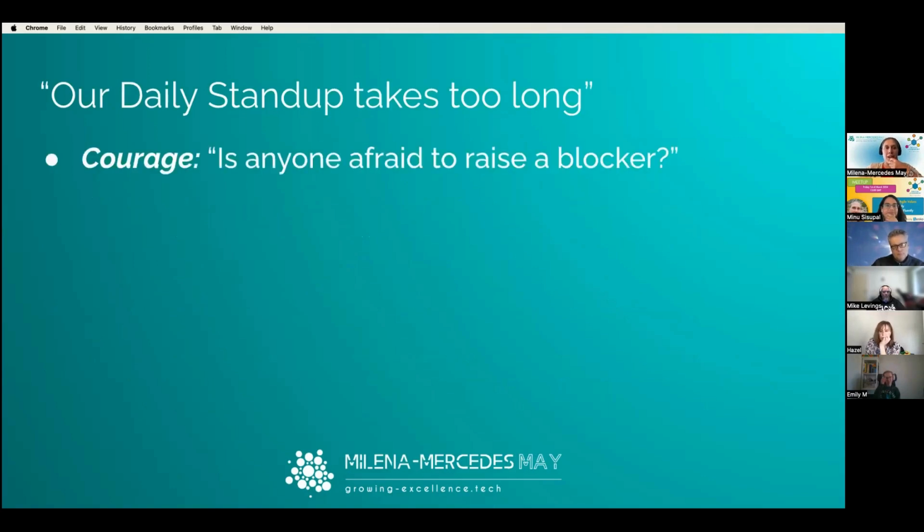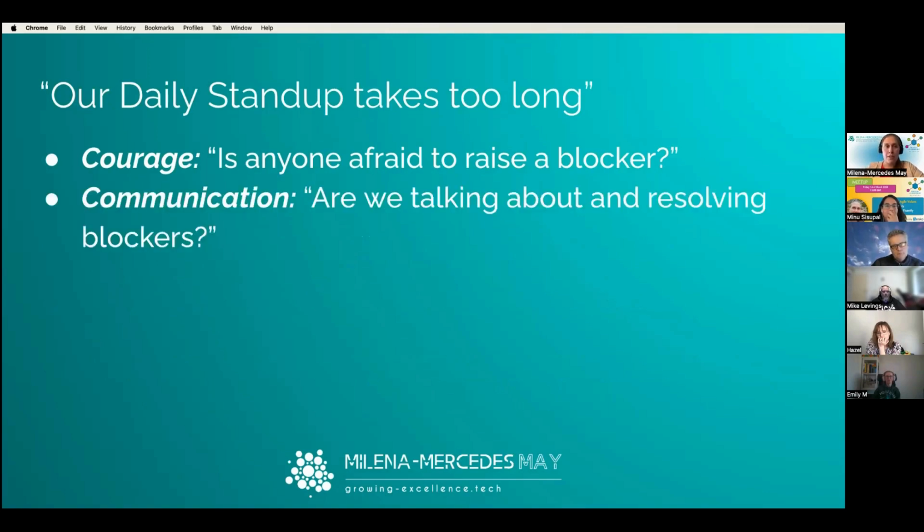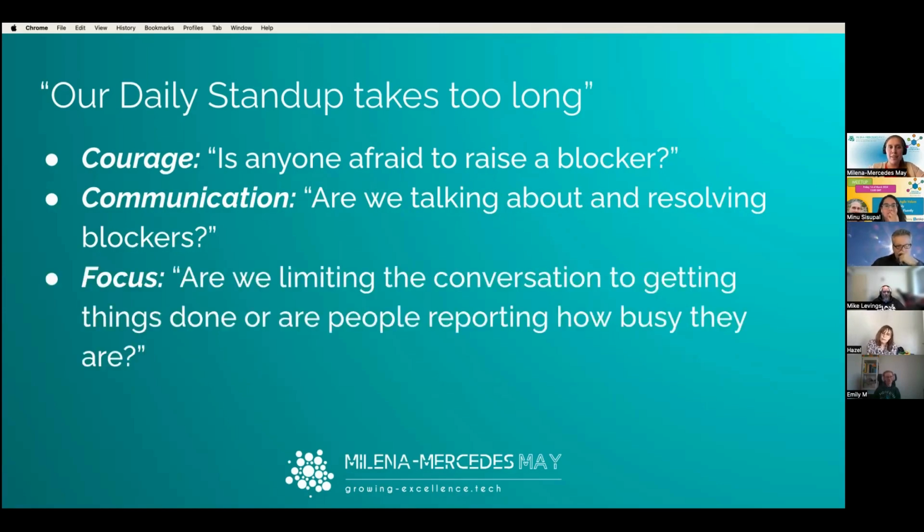If you are looking for the Agile value of courage, first of all, try to understand, is anyone afraid to raise a blocker? Or are they just communicating in artificial harmony? Because the stand-up is all about raising blockers and resolving them. And then in communication, are we actually talking about blockers and are we actually resolving them? Or is this not our focus in our daily stand-up?